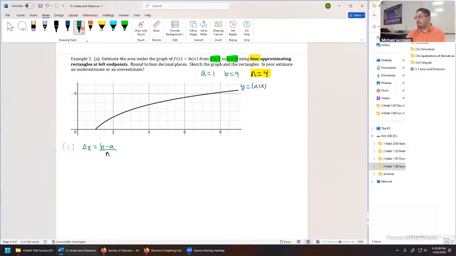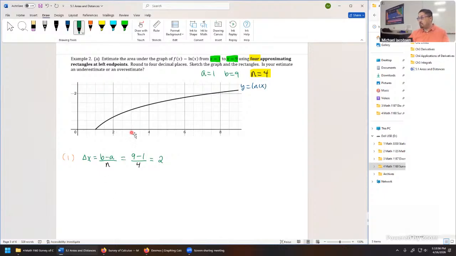So plug that all in, and delta x becomes 9 minus 1 divided by 4, which is definitely convenient in a certain sense. If you look at this closely, this is now just 8 divided by 4. So that means the width of all these rectangles is 2, which is pretty compatible with the information on this graph. It's not too bad to plug in those values.